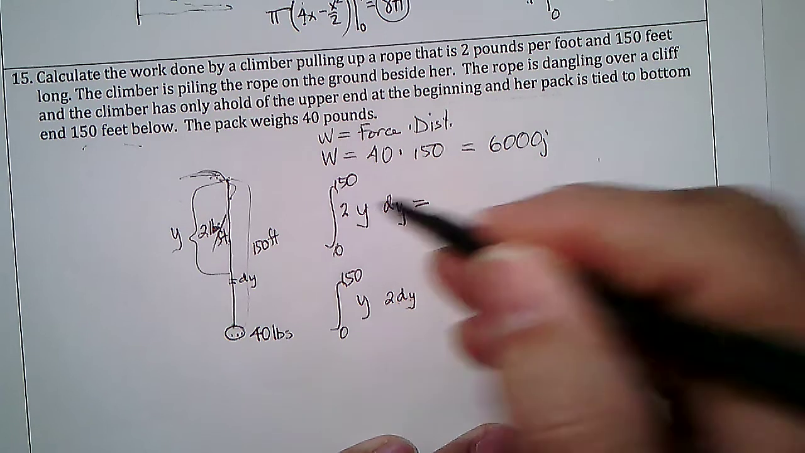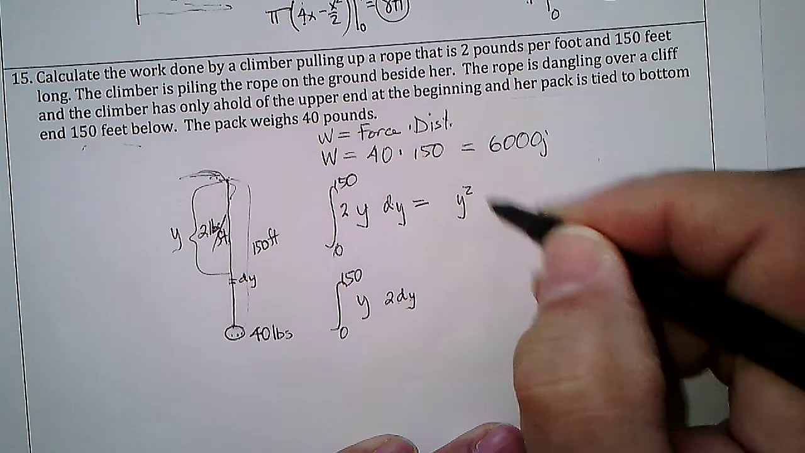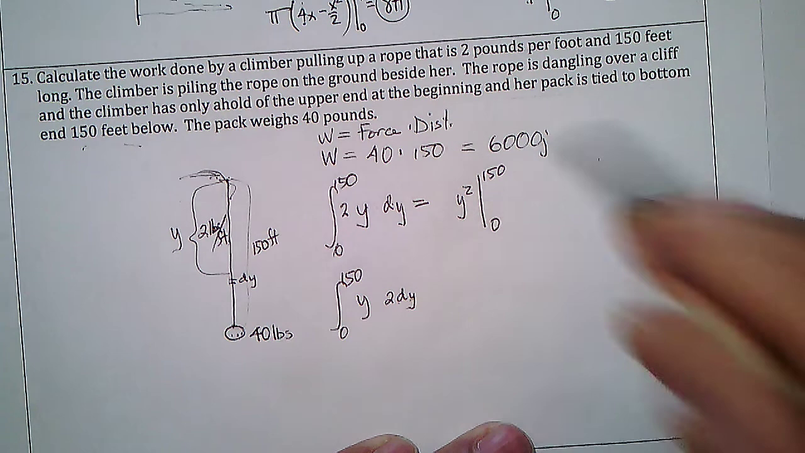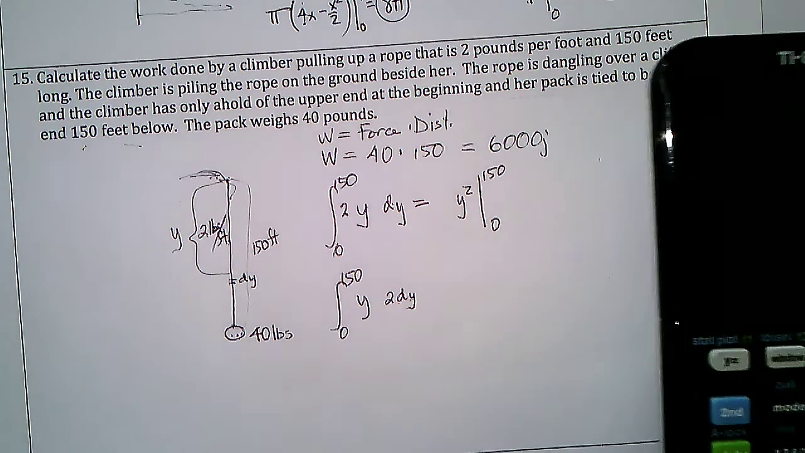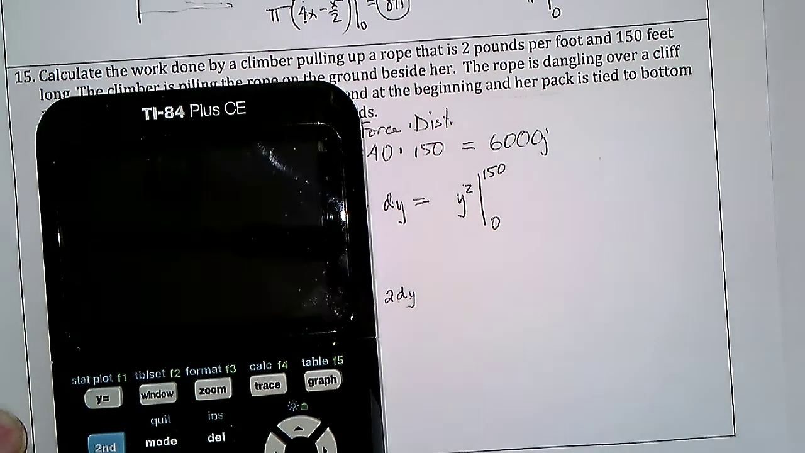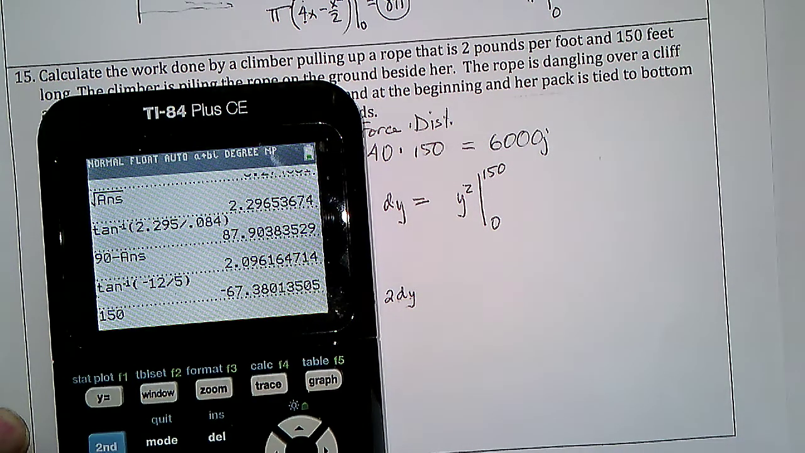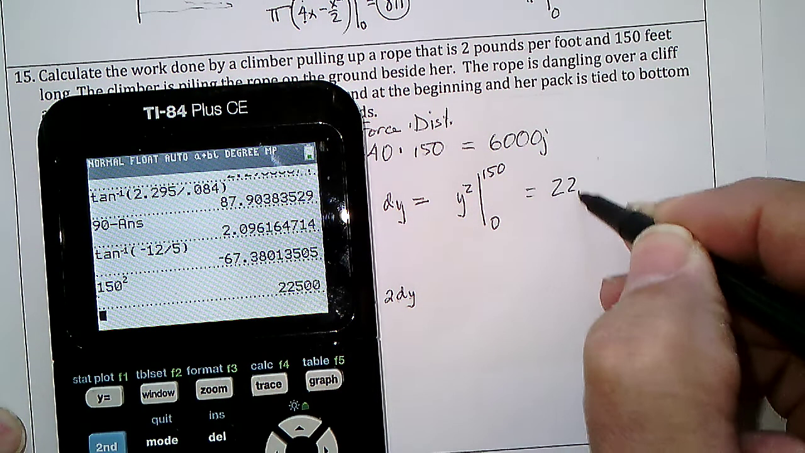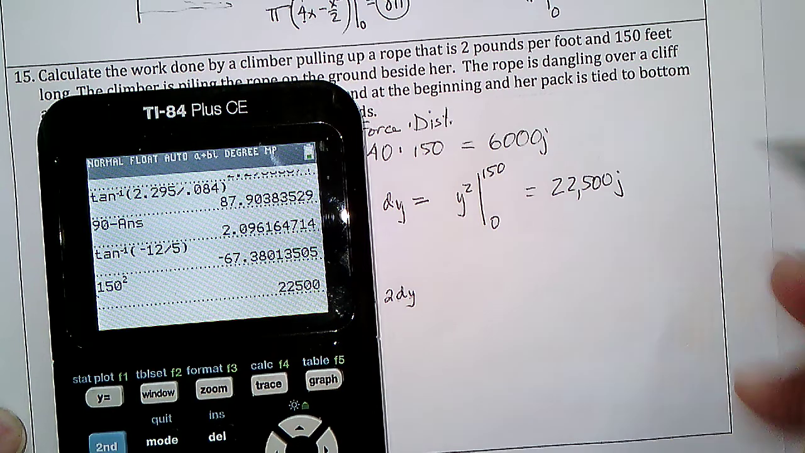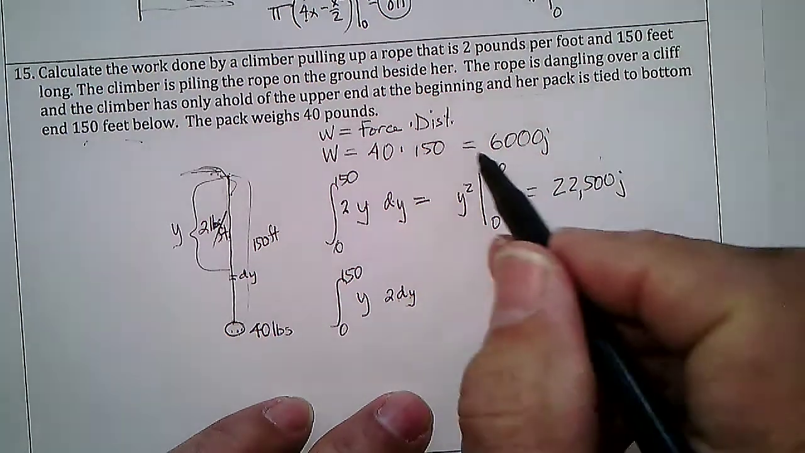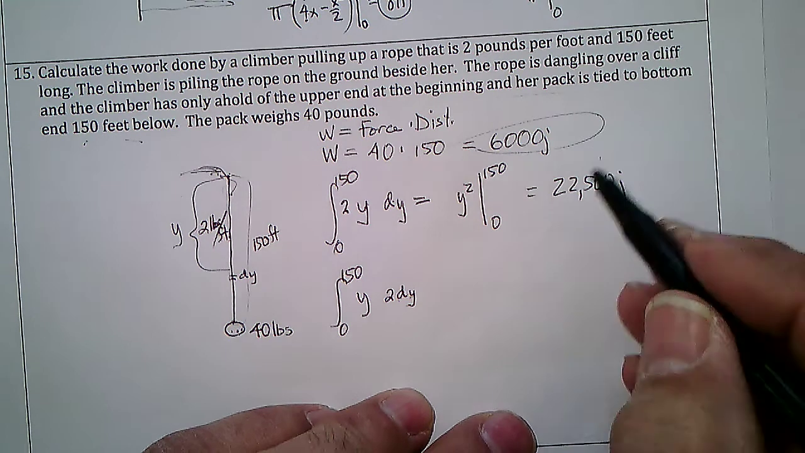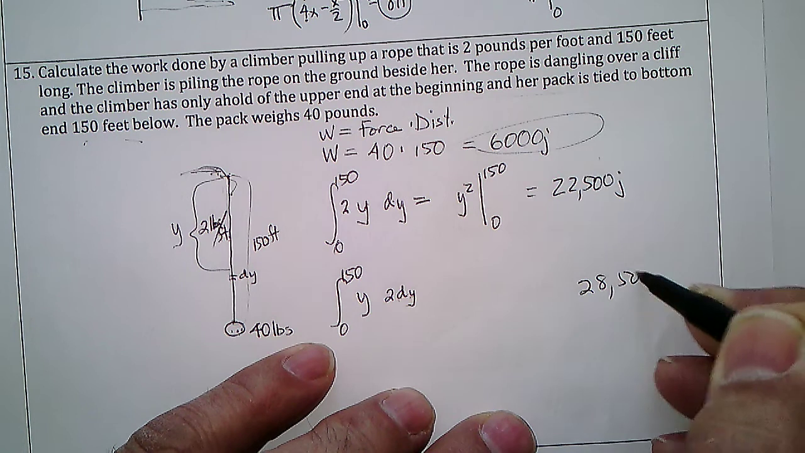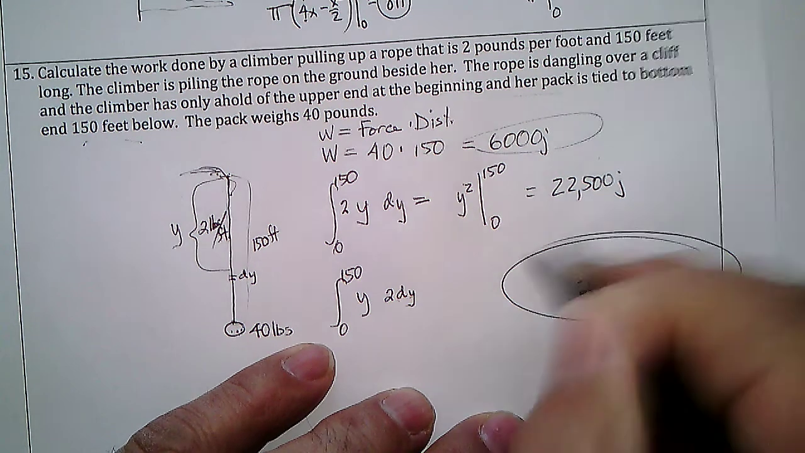And the integral of 2y is y squared, evaluated from 0 to 150. So we're going to have 150 squared minus 0, which is 22,500 joules of work to lift the rope, plus the 6,000 for the backpack, so it's 28,500 joules of work total.